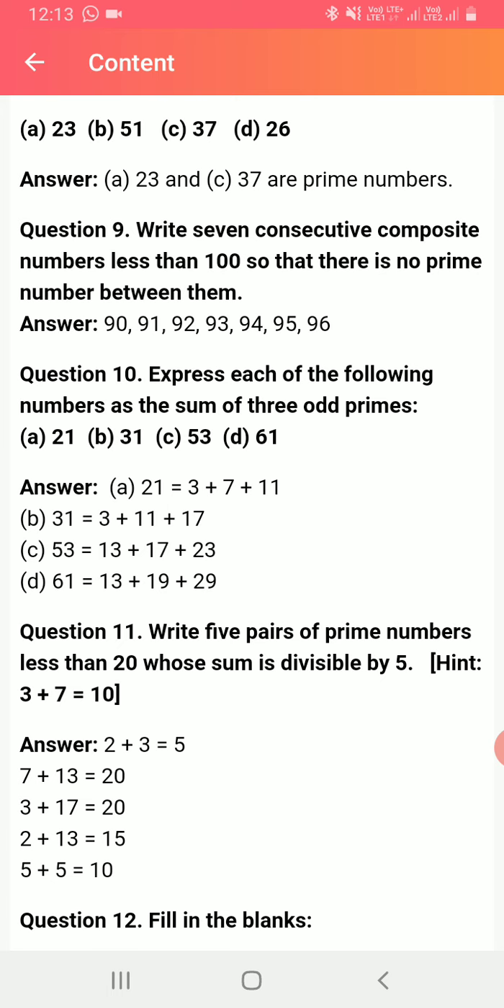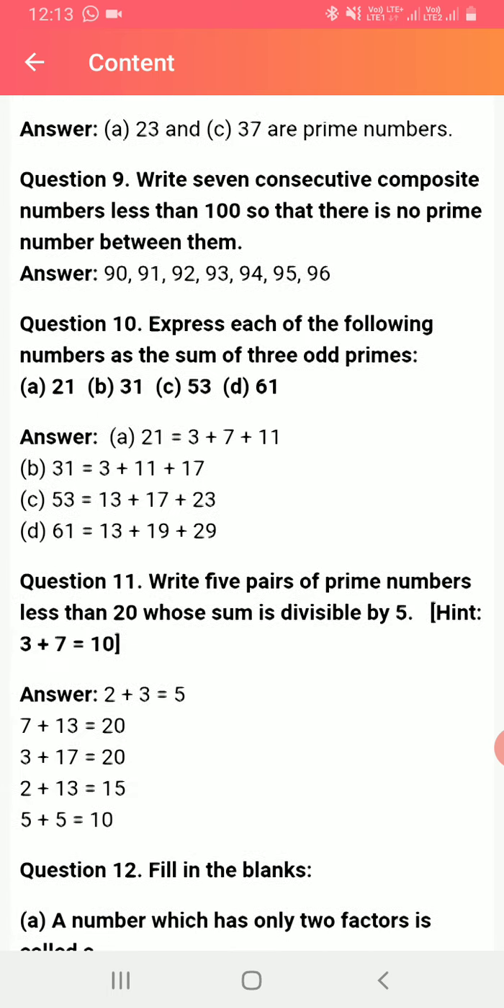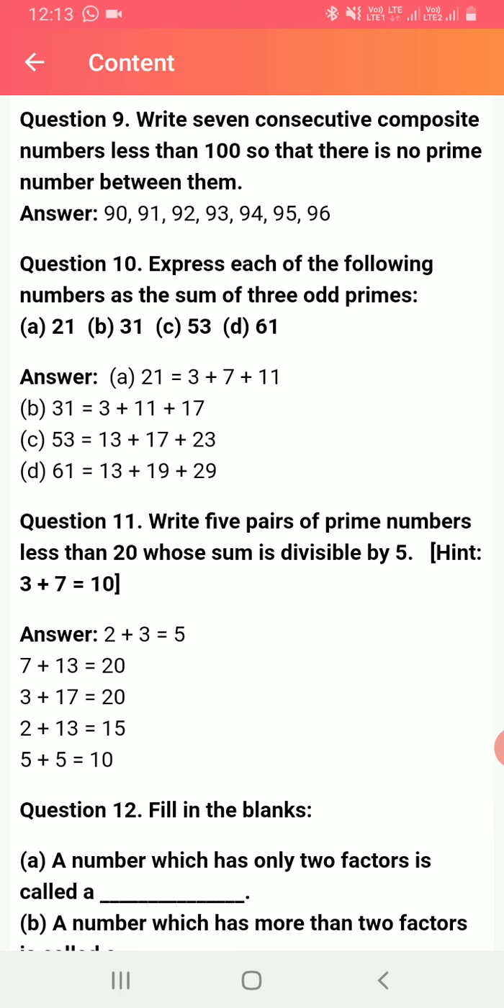Question number 11. Write 5 pairs of prime numbers less than 20 whose sum is divisible by 5. Just see, you are going to take prime numbers in 5 pairs, 5 sets, and they should be less than 20. The prime numbers you choose should be less than 20, and you are going to make 5 pairs. When you add those numbers, you will get a result, isn't it? That result is a multiple of 5. That result should come in the fifth table.